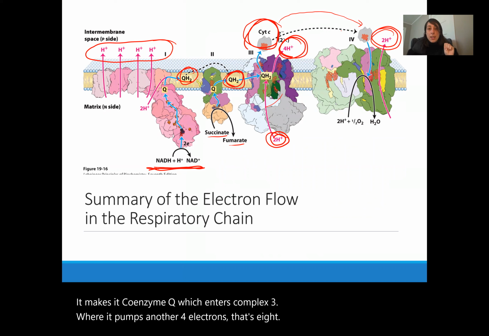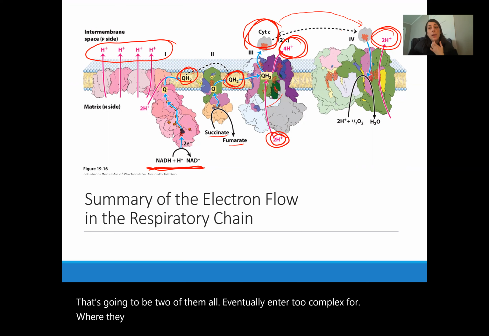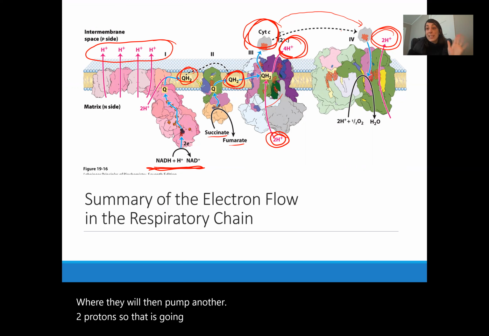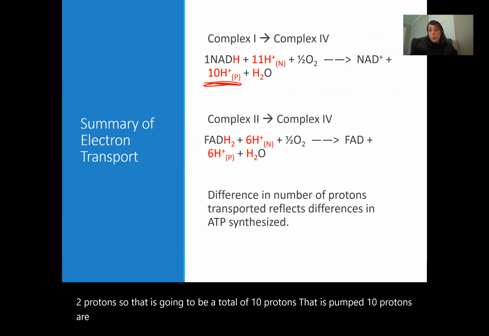Those cytochrome Cs, that's going to be 2 of them, all eventually enter complex 4, where they will then pump another 2 protons. So that is going to be a total of 10 protons that are pumped if you start with NADH.